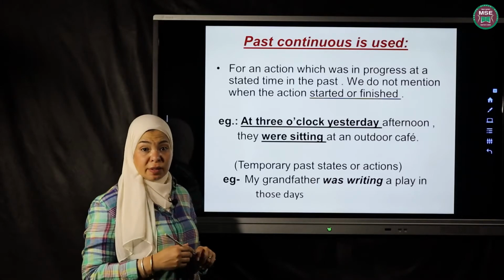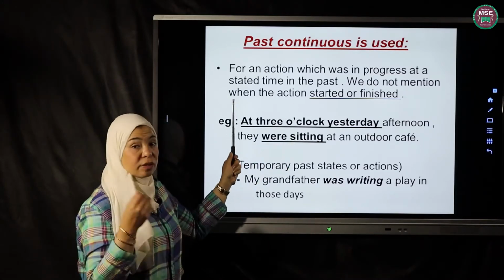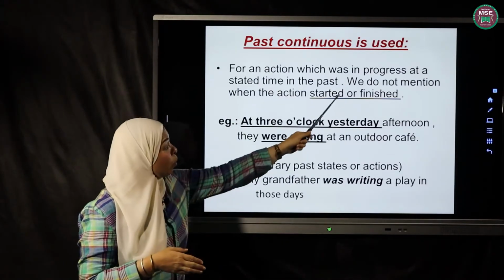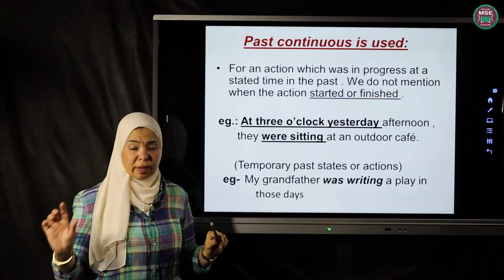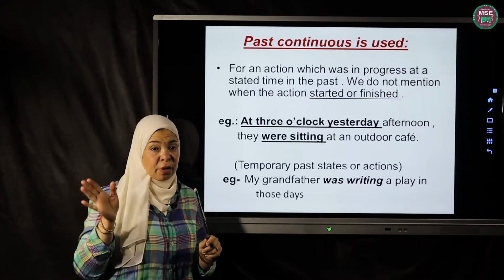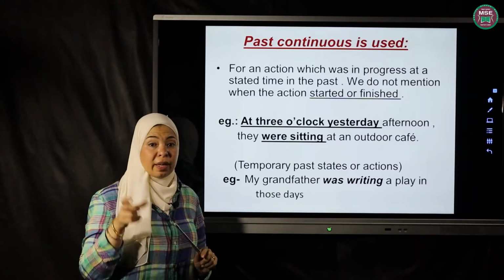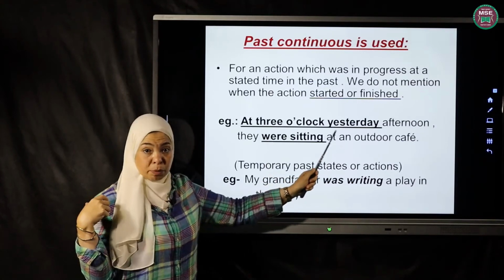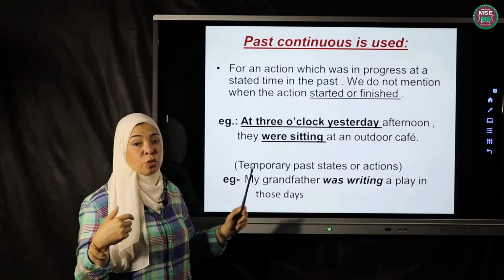The past continuous is used, the first point, for an action which was in progress at a stated time in the past. Progress means taking time in the past. We do not mention when the action started or finished. It's not mentioned in the sentence, okay? Like this example: at 3 o'clock yesterday, we were sitting at an outdoor cafe. At this specific time yesterday in the past, so a specific time, plus yesterday or plus last, okay? This refers to the past continuous.